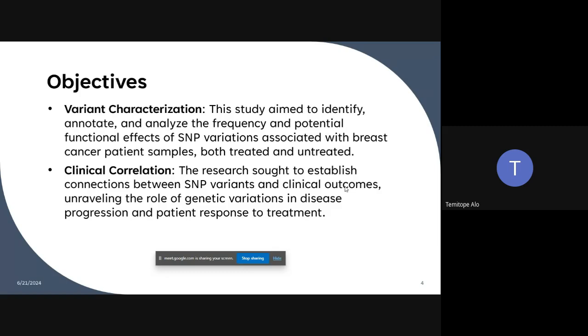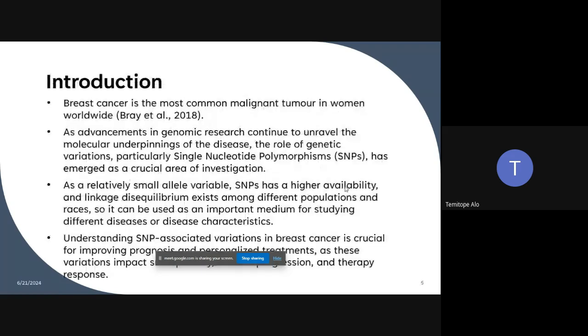So the objectives were variant characterization, to identify, annotate and analyze the frequency and potential functional effect of SNP variations associated with breast cancer, and to establish some clinical correlation between SNP variants and clinical outcomes.